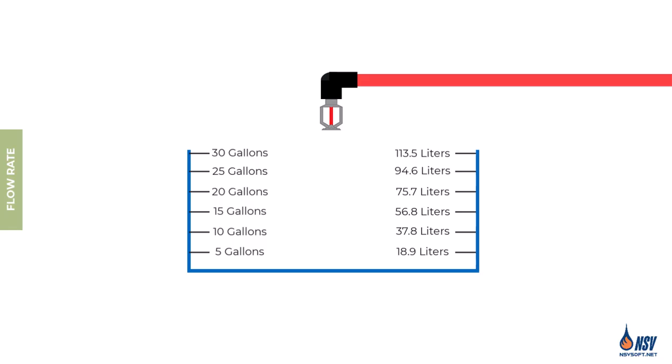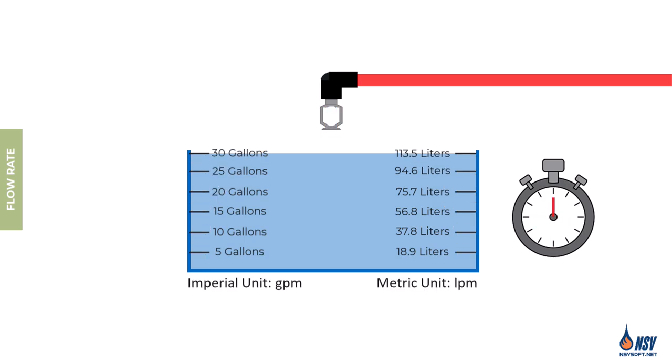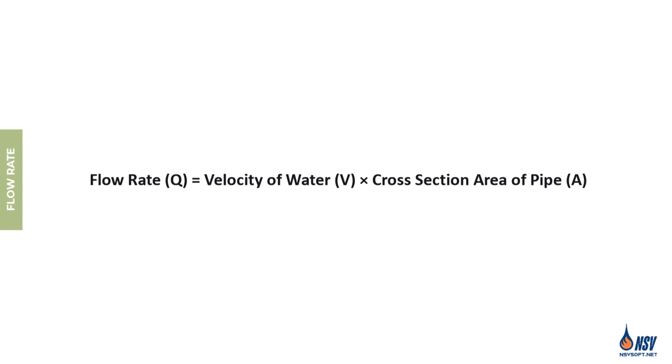Flow rate in fire sprinkler systems refers to the amount of water discharged over time, typically measured in gallons per minute or liters per minute. It indicates how much water the system can deliver to control or suppress a fire. Flow rate is represented by the letter Q. One way to calculate it is by multiplying the velocity of water in the pipe by the cross-sectional area. In other words, Q equals velocity times area.